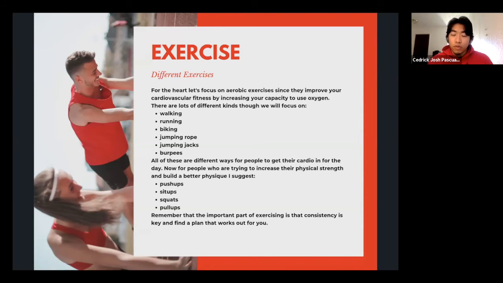Biking is fun. We all go to Davis. Davis is a very biking school. It's how we get around the campus. So something as simple as going on a bike ride can be very good for your mental and your physical health. Jumping rope is very good.